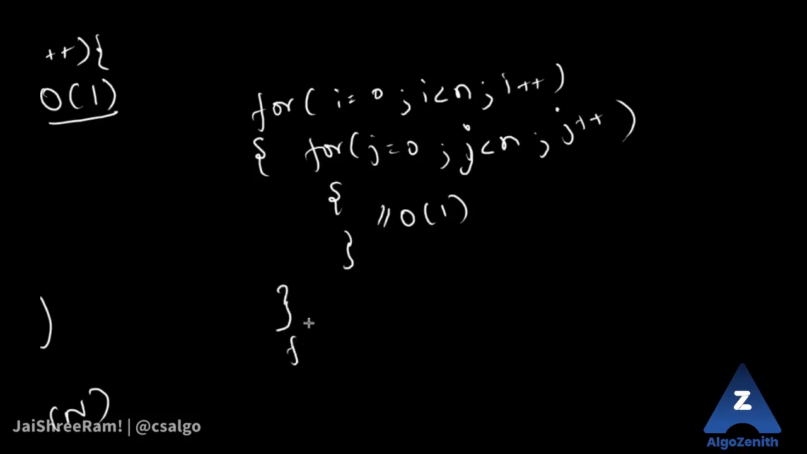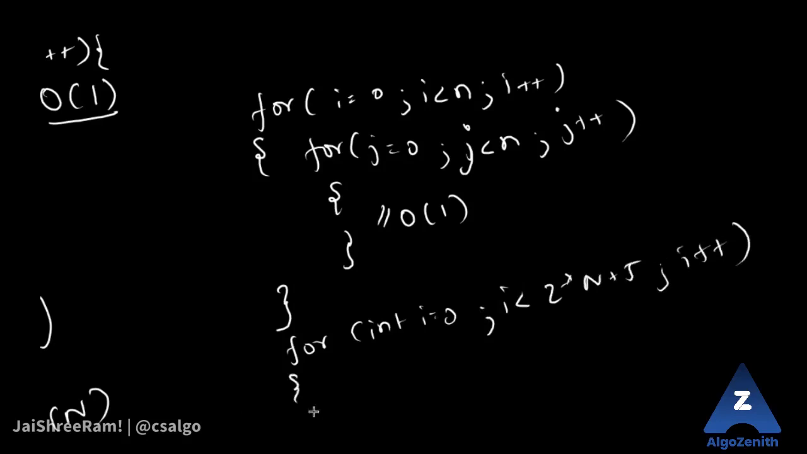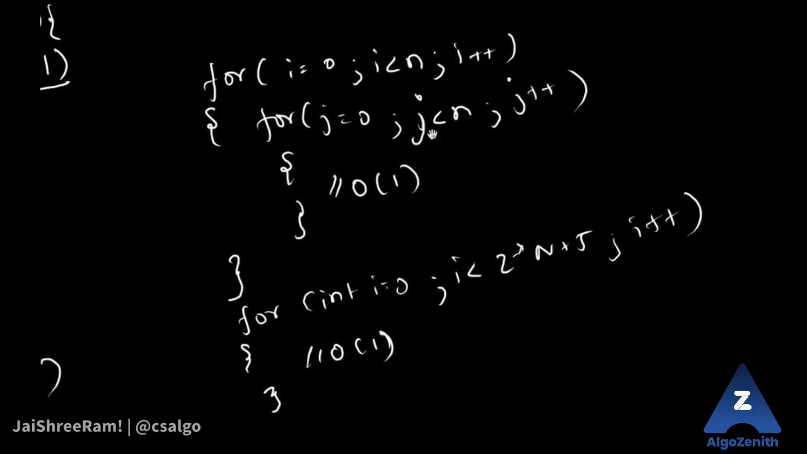And then there is another loop after this, sequentially, right? For integer i equal to 0, i is less than 2 into n plus 5, i plus plus, and again some order 1 work, okay? Now this is the code that we have right now. So for this code, you have two separate portions, right? This portion executes and then this portion executes. So how do we find out the time complexity for this?